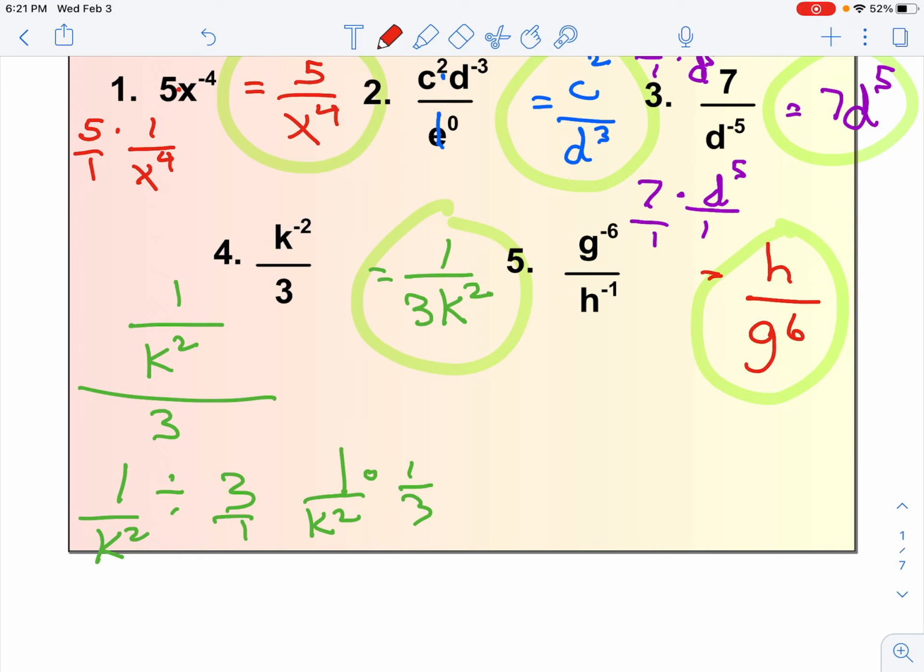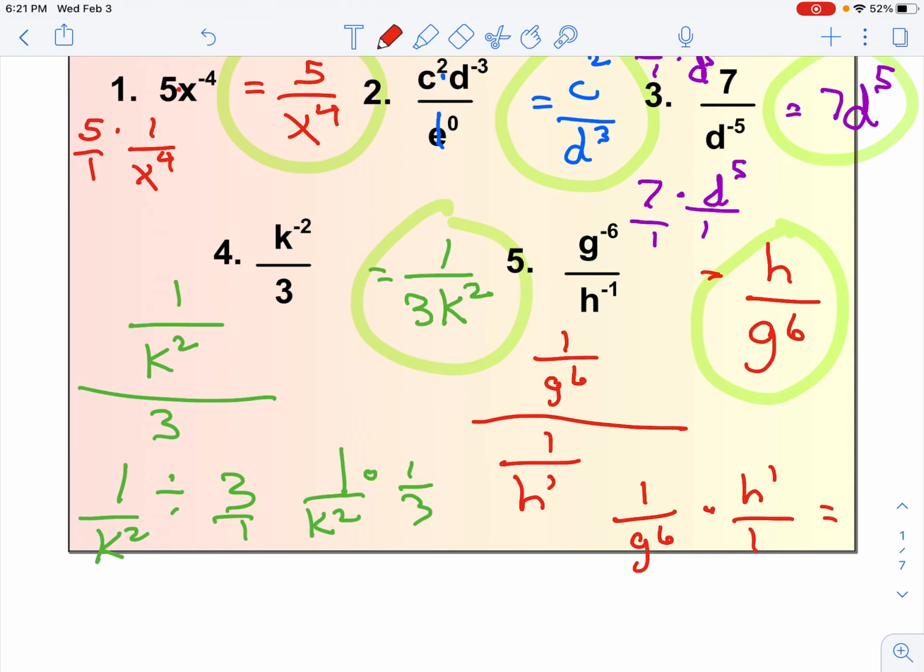And the last question here, you get g to the negative 6, which is 1 over g to the 6, all divided by 1 over h to the first. Again, dividing with fractions is keep change flip. So this becomes 1 over g to the 6 times h to the first over 1, or just h, which becomes h over g to the 6th.